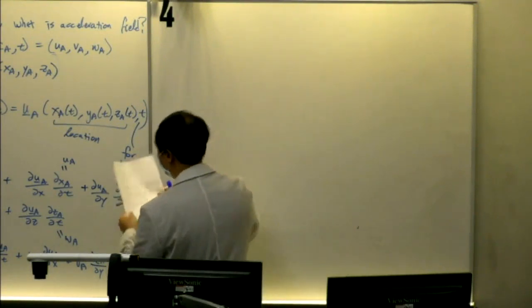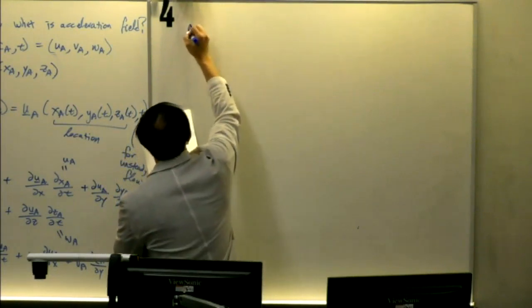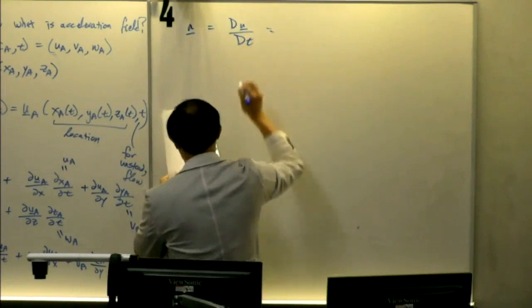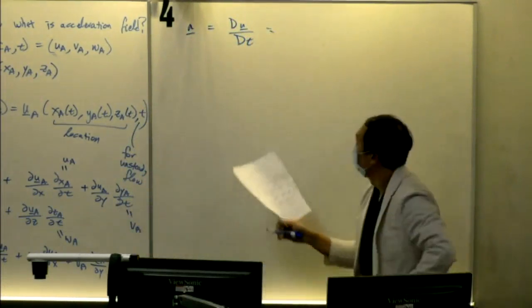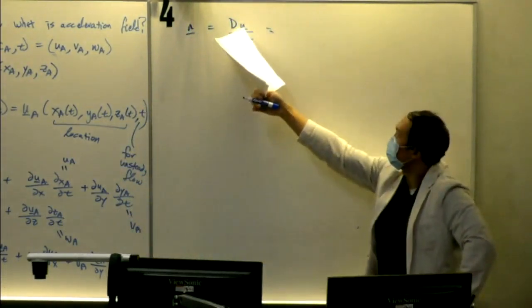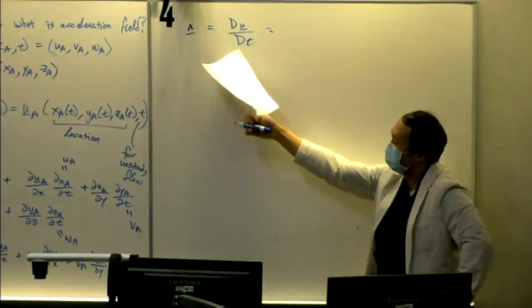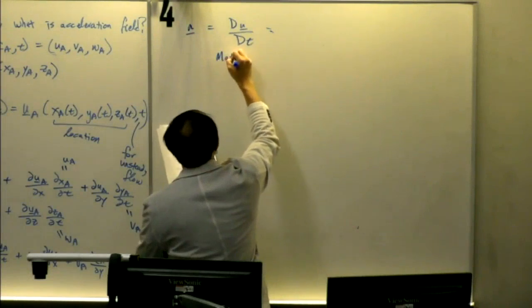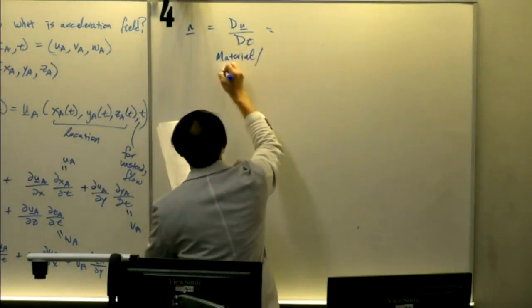So the shorthand for all this says this. Acceleration a, in general, is: you've got a moving velocity field as a function of space and time. It's a material derivative. That's a shorthand. Some people call it the substantive derivative.